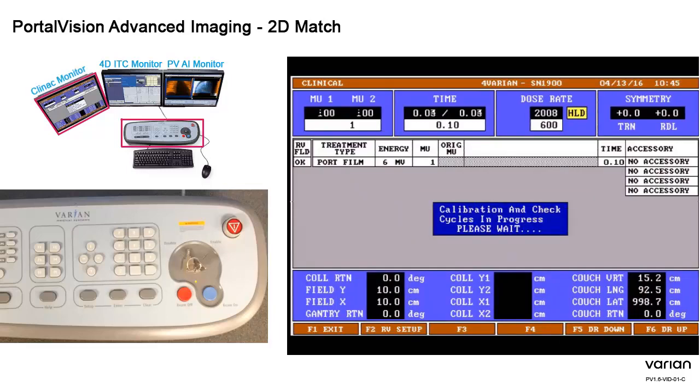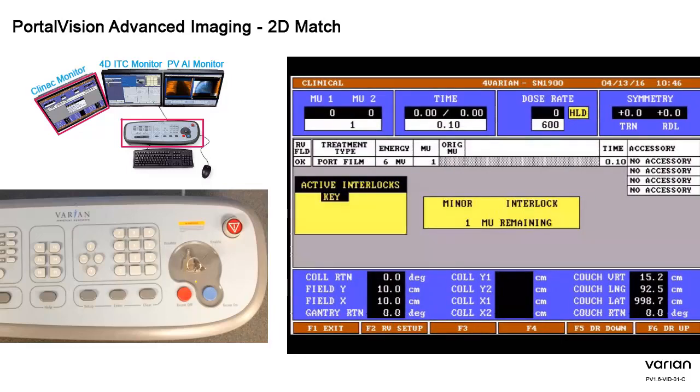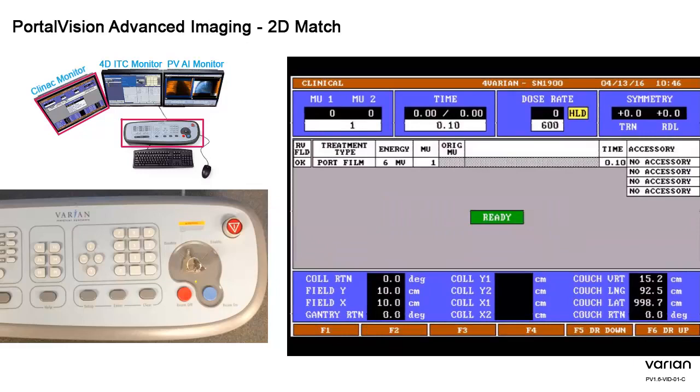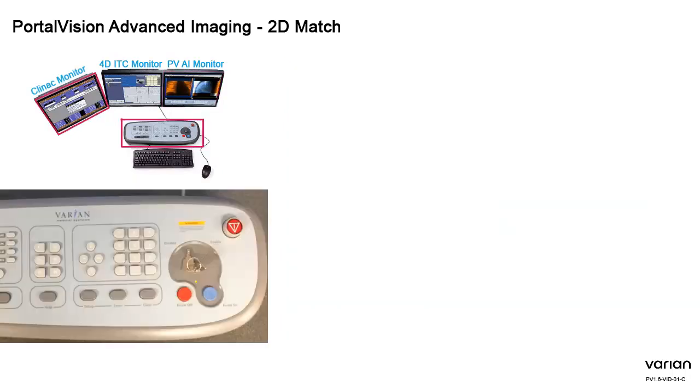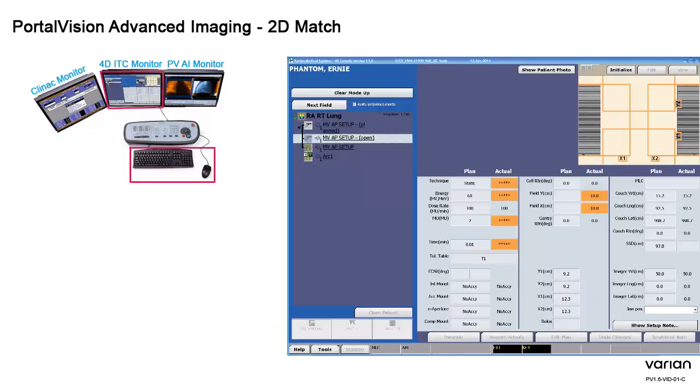The calibration and check cycle is complete, and the key interlock shows. Click on the key to simulate a key turn. Click Beam On to acquire the image. The PVAI displays the planned MV image. Turn the key back to the left. Click on the key now to simulate this turn. The planned setup field shows a check mark to indicate an image has been acquired.